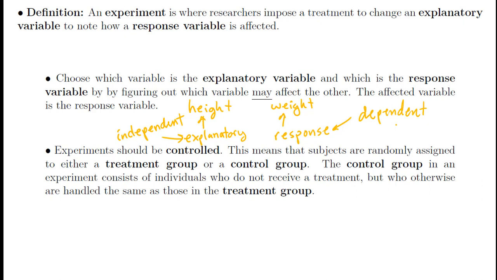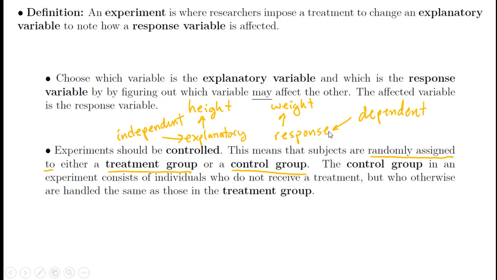All right, so in experiments, what needs to happen is they need to be what we call controlled, okay? And here's the real key. So if I ask you, here's a study, was it an experiment or not? Then what you're looking for is, was there random assignment to a treatment group or a control group? Okay? Is there random assignment to a treatment or control group for each individual that happens to be in the study?